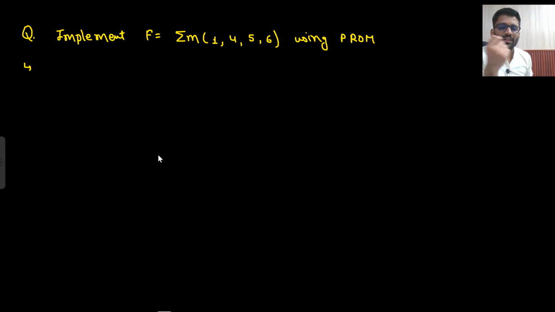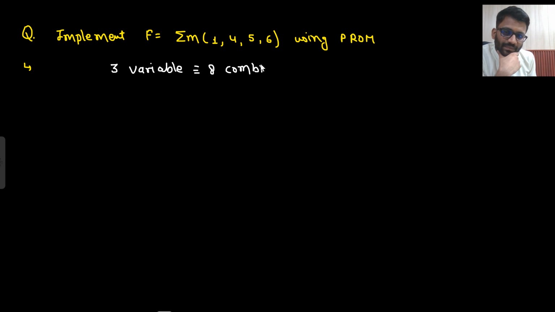Okay, let's see the next one. You need to implement 1456 using PROM. So what will be the order? What do you think? 1456. Three variables are there. 8 combinations.